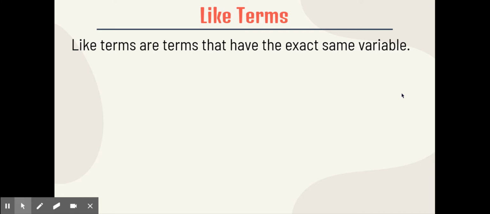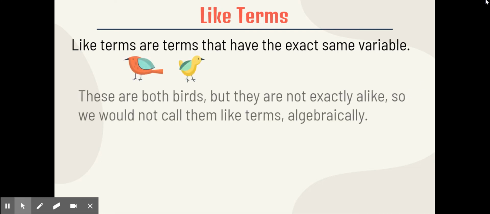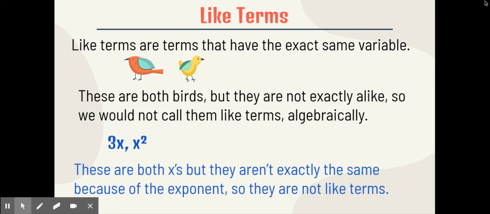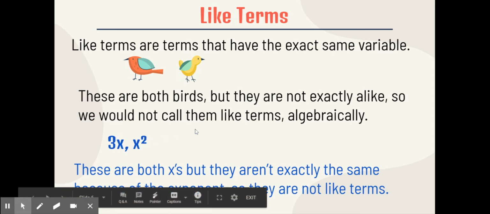Like terms are terms that have the exact same variable. These are both birds, but they are not exactly alike. So we would not call them like terms algebraically. These are both x's, but they aren't exactly the same because of the exponent. So they are not like terms. An x and an x squared are two different things.